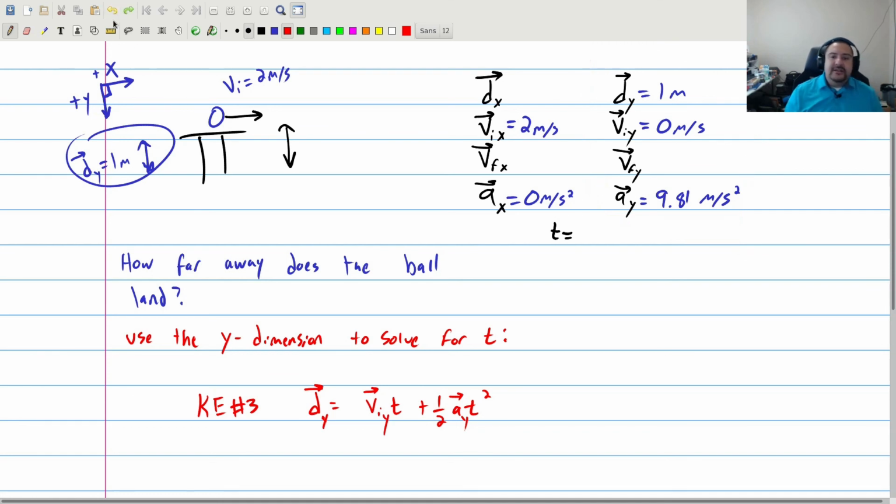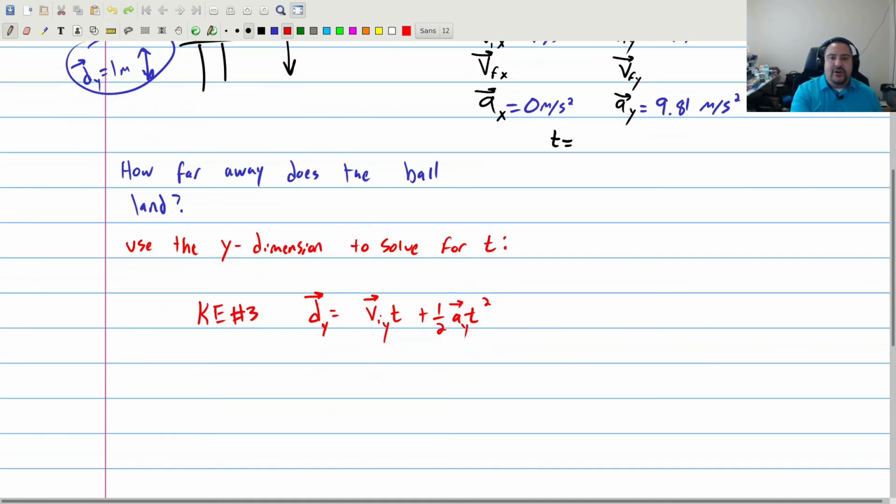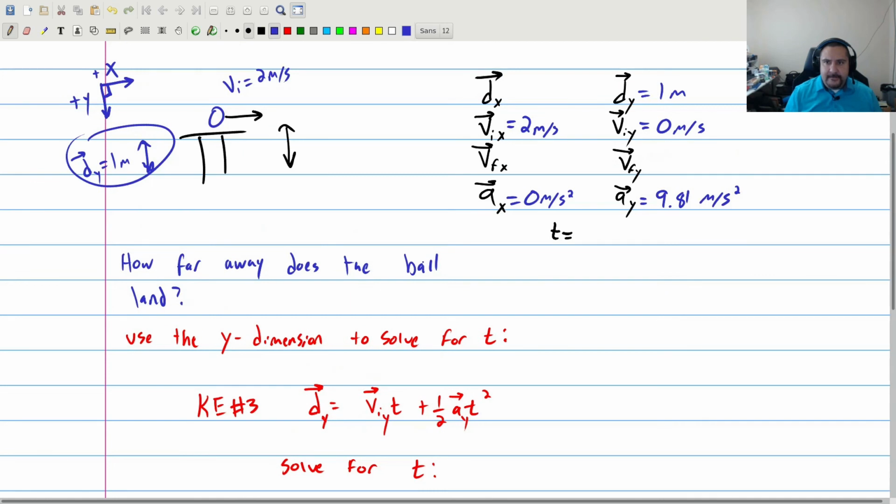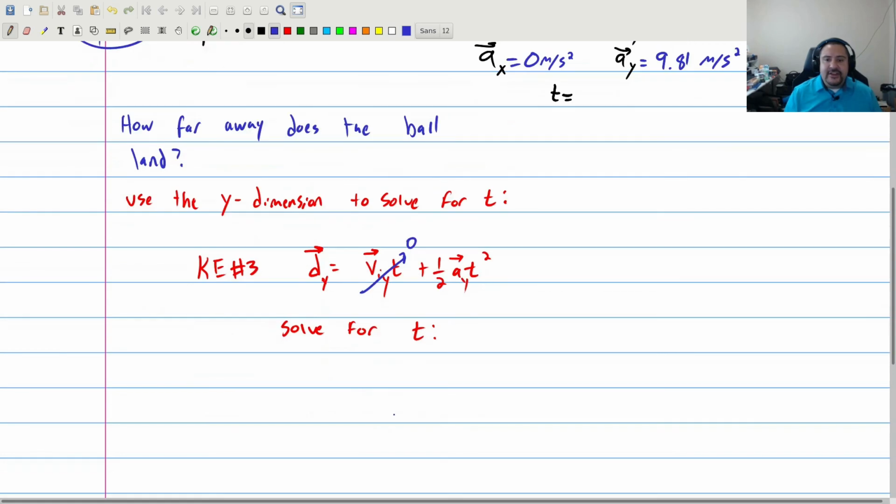So let's see here. I need to solve this for t. And I know one important thing. Solving this for t is awful if you have a v initial that's non-zero. But here v initial is 0, so this piece isn't going to matter. V initial times time is also 0, so everything before the plus turns into a 0. So this is going to be dy equals 1/2 ay t squared.